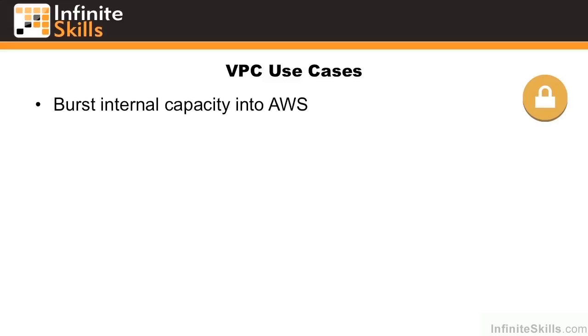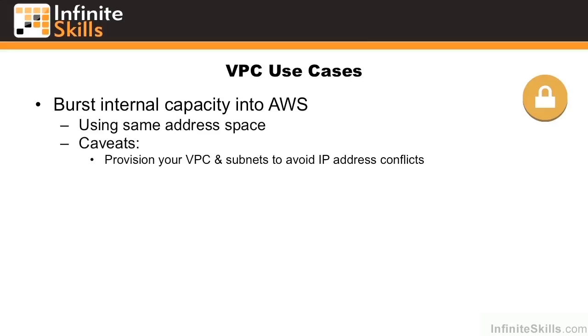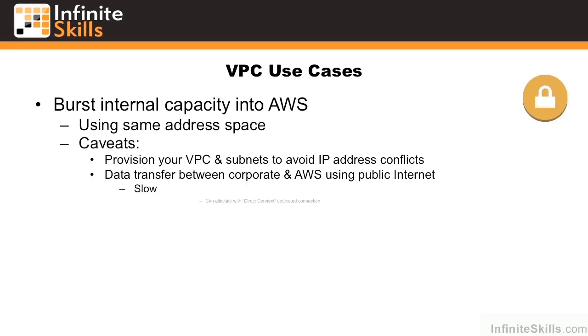VPC has a lot of use cases. Probably one of the most popular is bursting internal capacity into AWS, using the same address space so that EC2s look like they belong on your network. Again, please be careful provisioning your VPC in subnets to avoid IP address conflicts with your corporate address space. And be aware that data transfer between corporate and AWS is using public internet. This will both be slow and expensive, but you can alleviate this with the Direct Connect dedicated connection. We don't cover Direct Connect in this course, but you can find information about it on the AWS website.